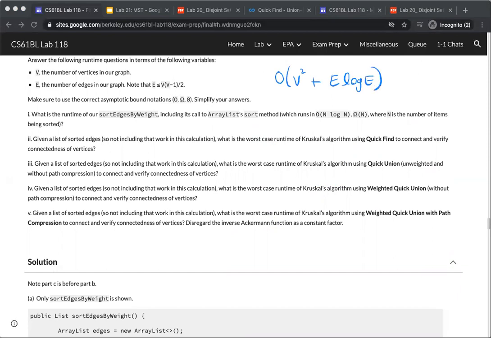The reason it's an upper bound is because we have an upper bound and a lower bound for the sort method. So in the worst case, where n log n is upper bounded by e log e, this is going to take a total of O of v squared plus e log e time. And in the case where it's lower bounded by n, that's going to be a lower bound of v squared plus e, where e is equal to n.